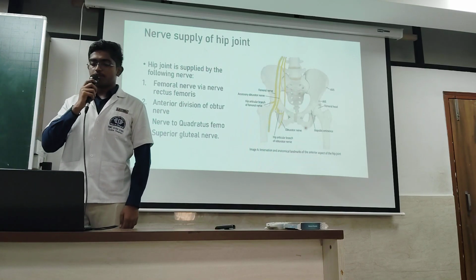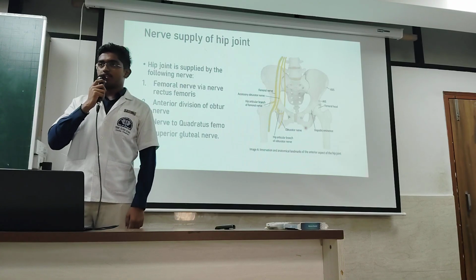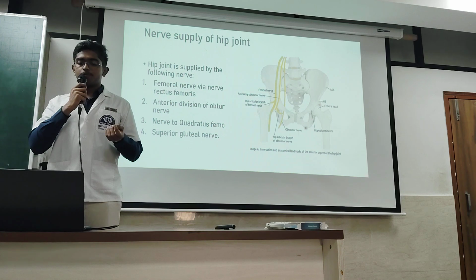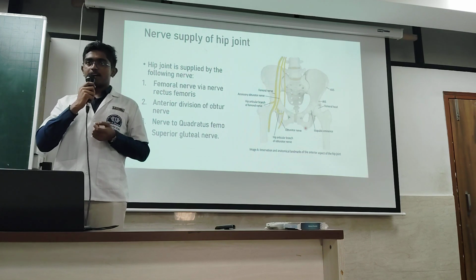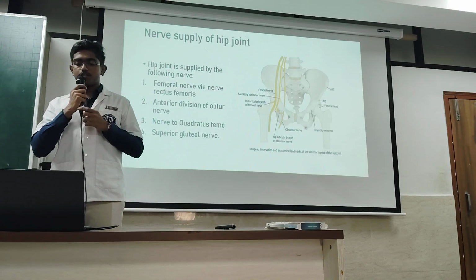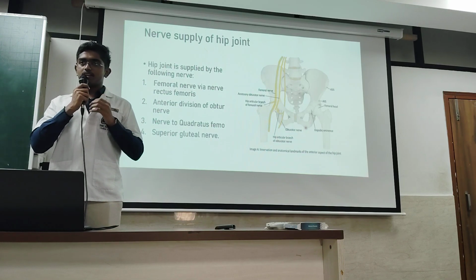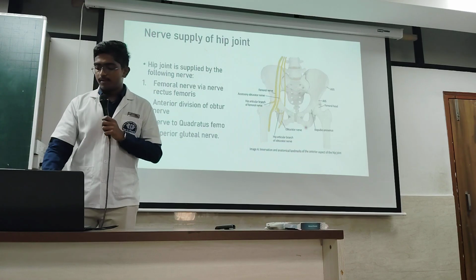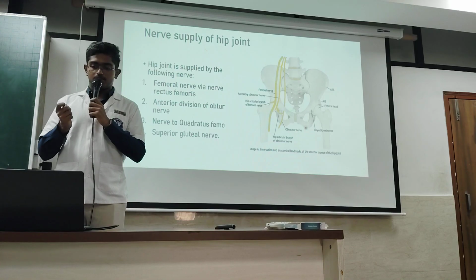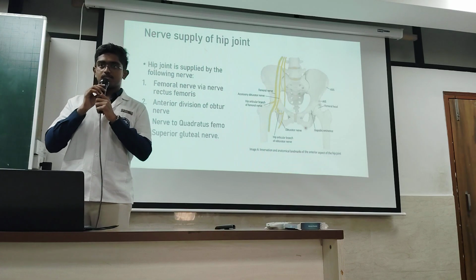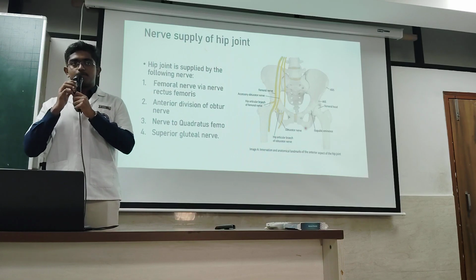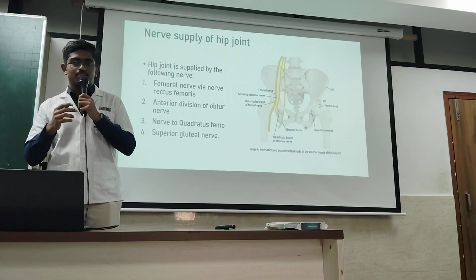The nerve supply of the hip joint. The hip joint is supplied by the following nerves. Anteriorly the femoral nerve, the nerve to rectus femoris and the obturator nerve. Posteriorly the nerve to quadratus femoris, and superiorly the superior gluteal nerve. And this is by Hilton's law, that the nerves supplying the muscles also supply the hip joint.